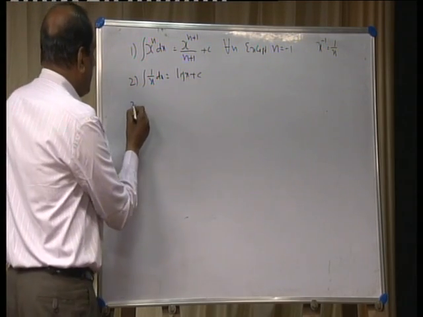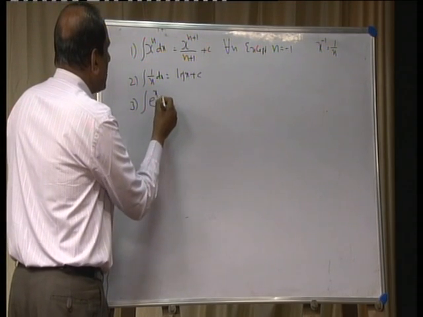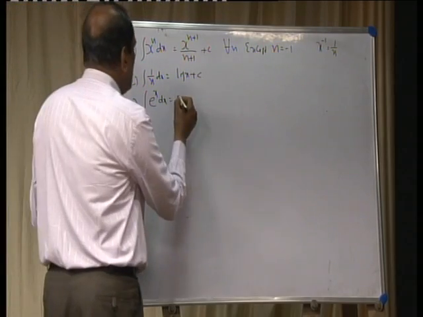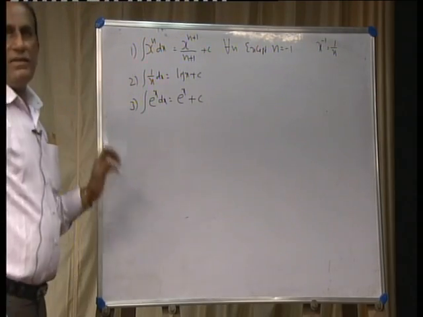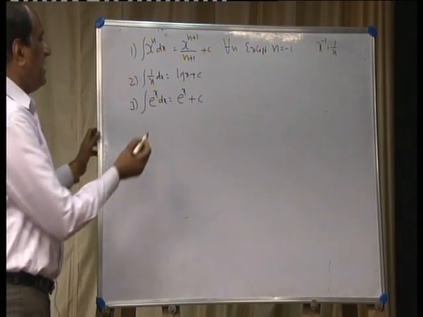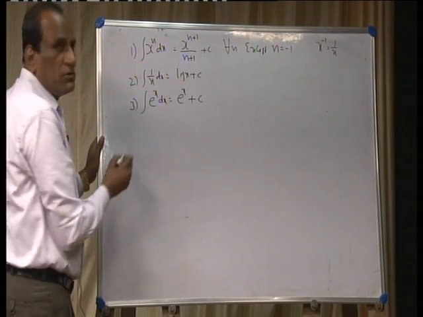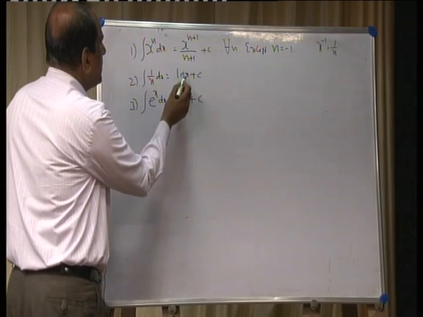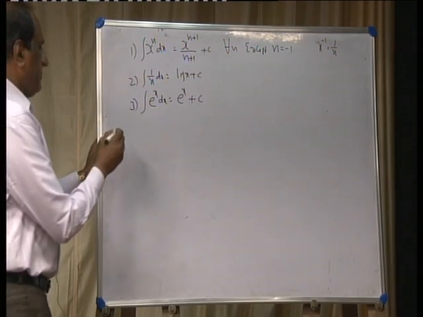So third one, integration of e power x dx is equal to e power x plus c. C is to be written after integrating the function. The differentiation of e power x is also e power x, so the integration of e power x is e power x. Similarly, integration of 1 by x dx is log x, since the derivative of log x is 1 by x.